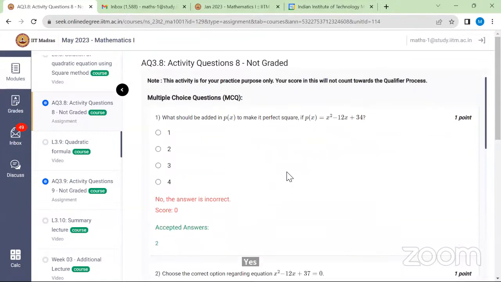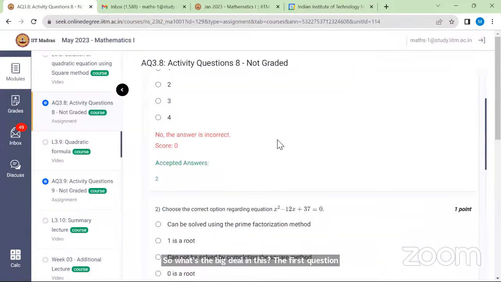Okay. So the first question: what should be added to make it a perfect square? What will you add to make it so? From direct you can see that, right? If you are able to make 34 as 36, we'll be able to make it a perfect square, x minus 6 whole square. So what's the big deal in this? The first question. Yeah, I got that.